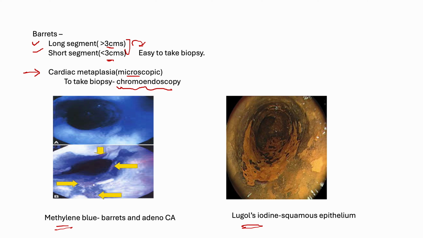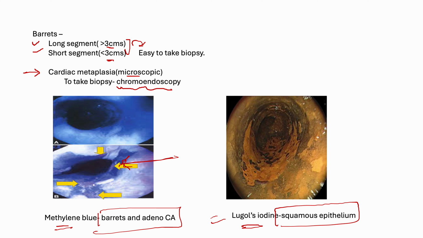If methylene blue is used, then the Barrett's and adenocarcinoma parts will be highlighted with the methylene blue, like in this picture. In lugol iodine, normal squamous epithelium will be highlighted. Okay.